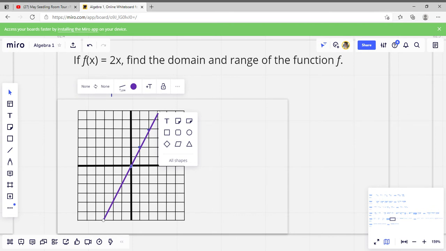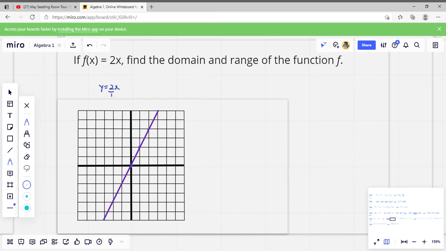Like that. And remember, that line keeps going on forever and ever and ever, right? So our domain of function f equals the set of all real numbers. Remember, it can't be any imaginary numbers like division by 0 or a negative square root.